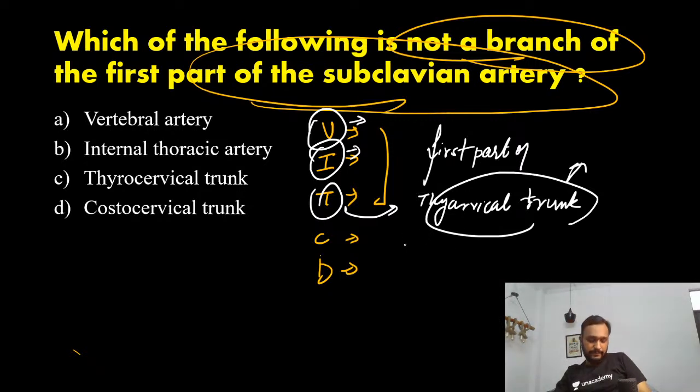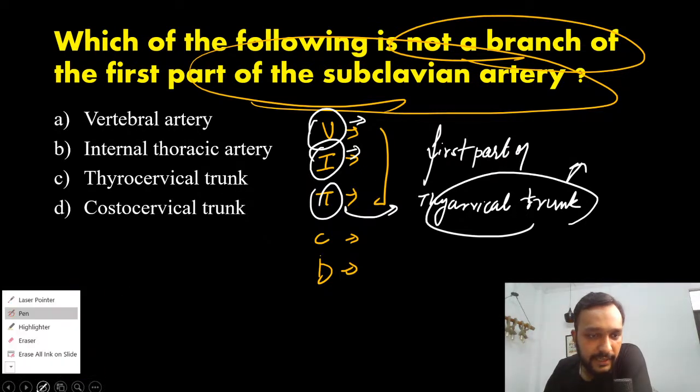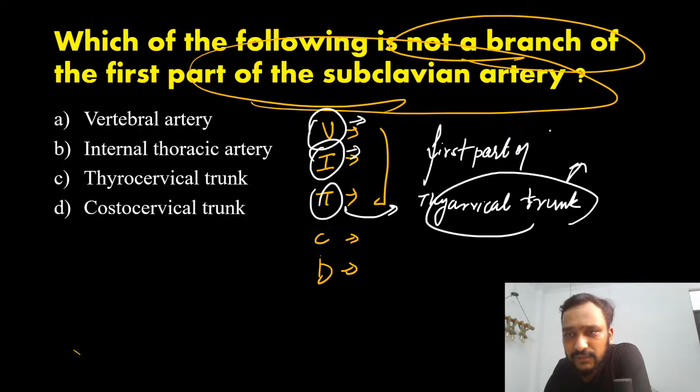Anyone? What branches will come from the thyrocervical trunk? Thyro means thyroid. Okay, so one branch will be your inferior thyroid artery.